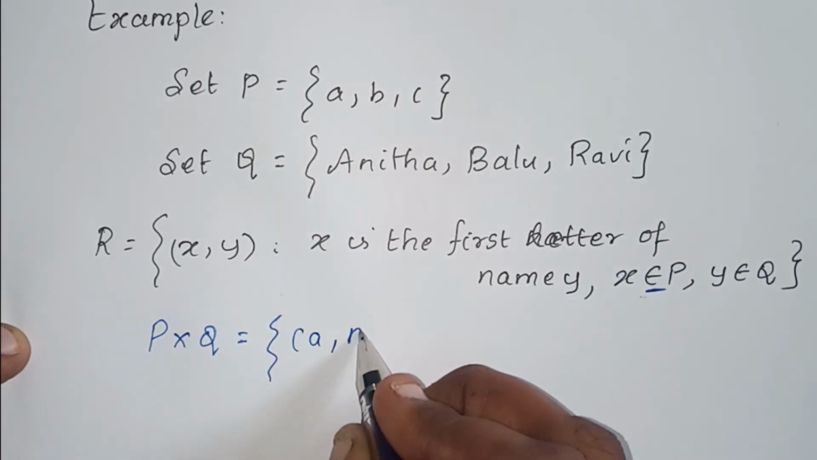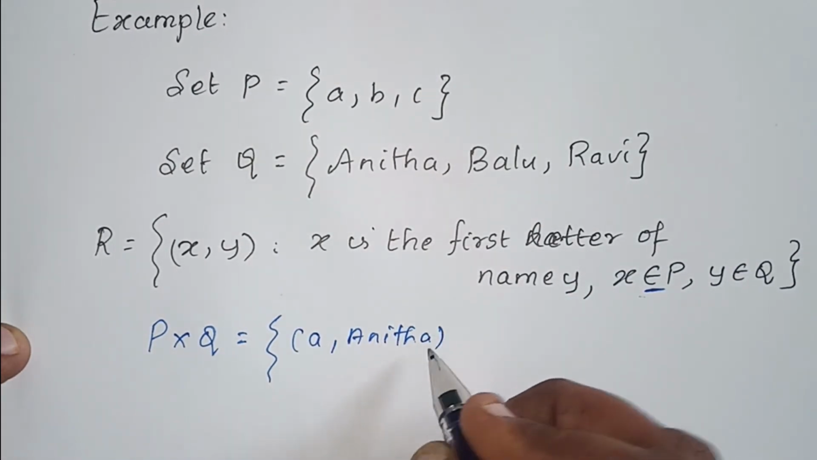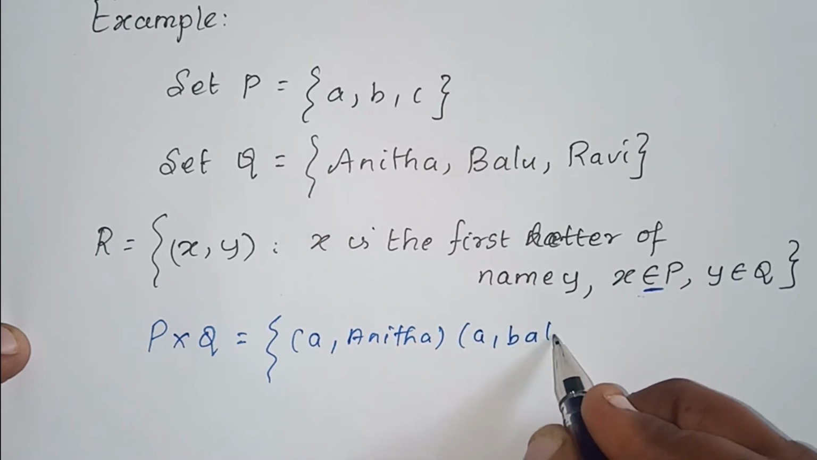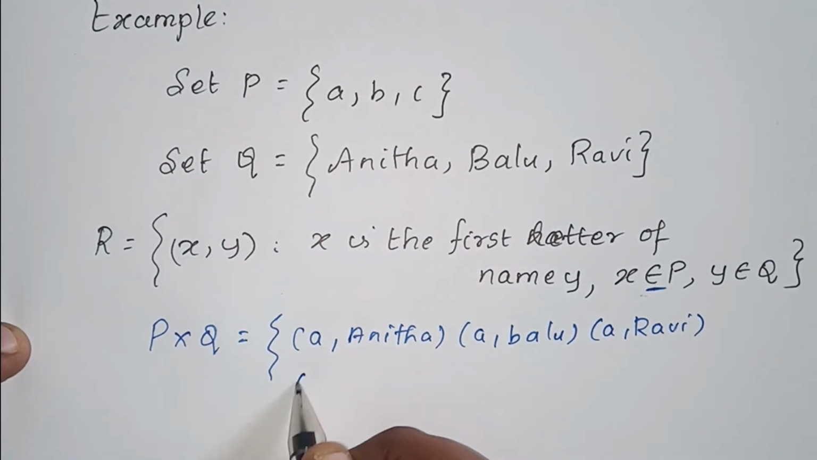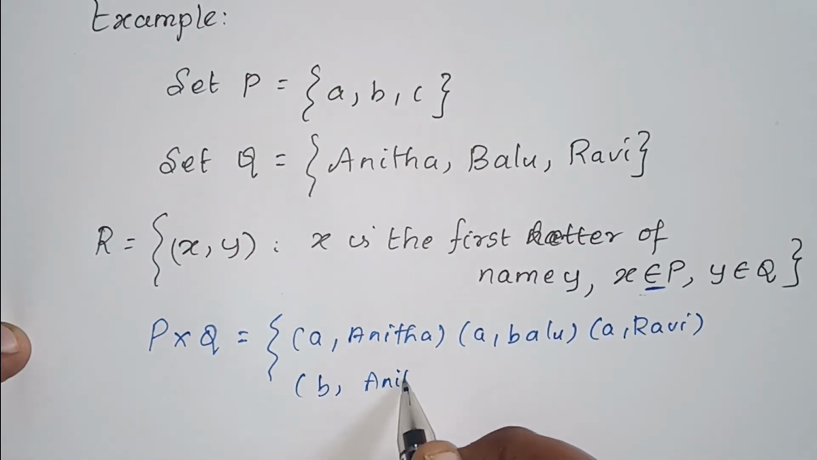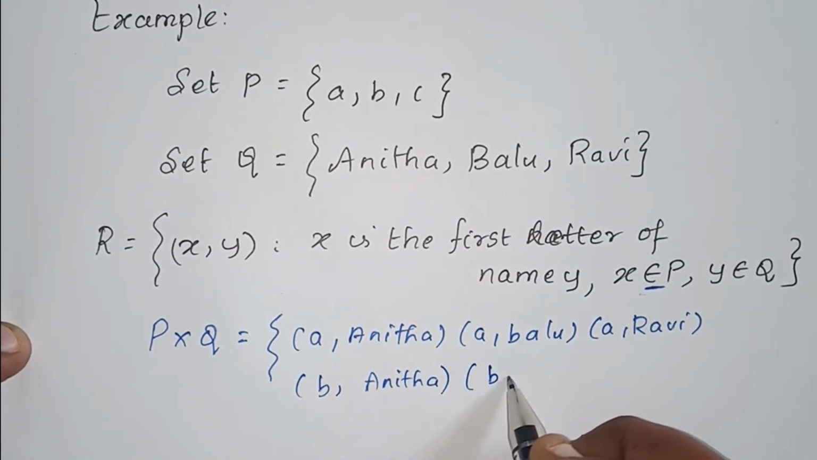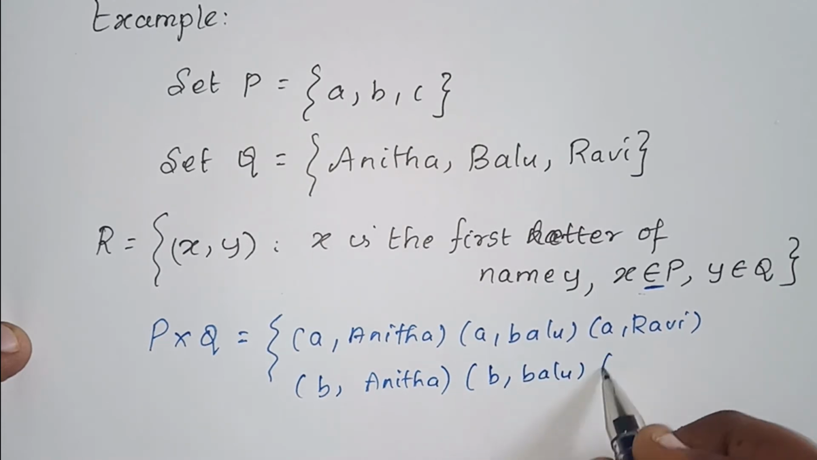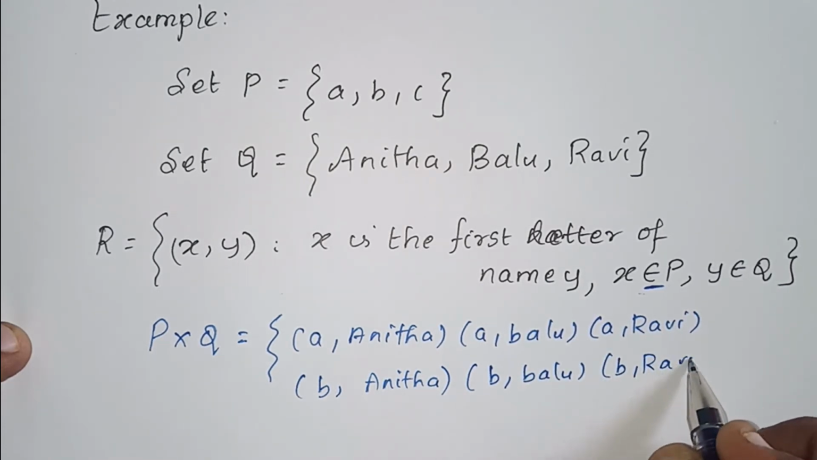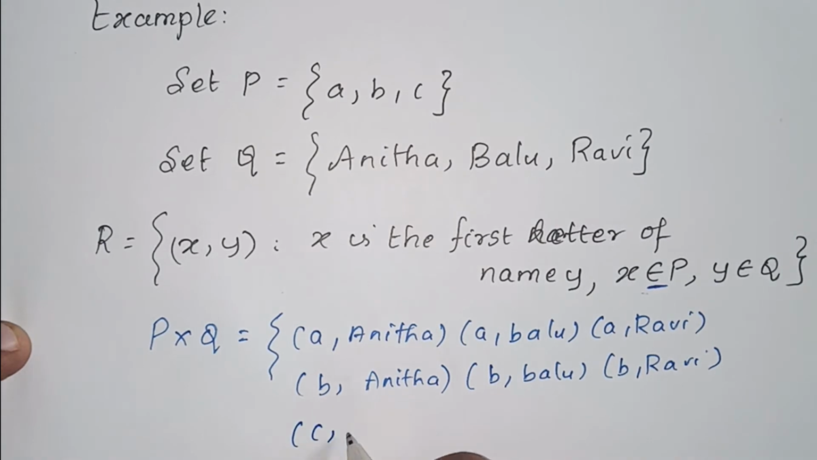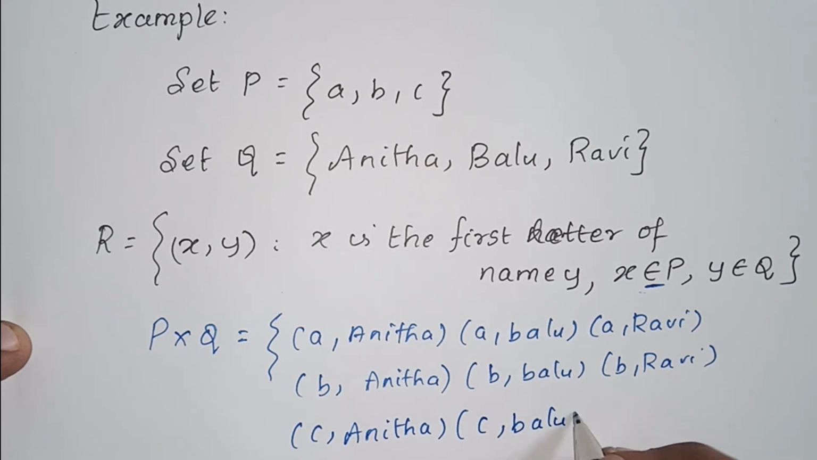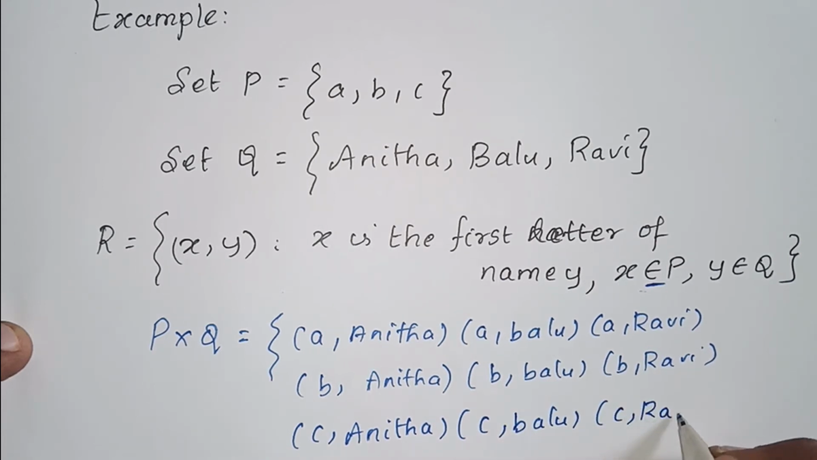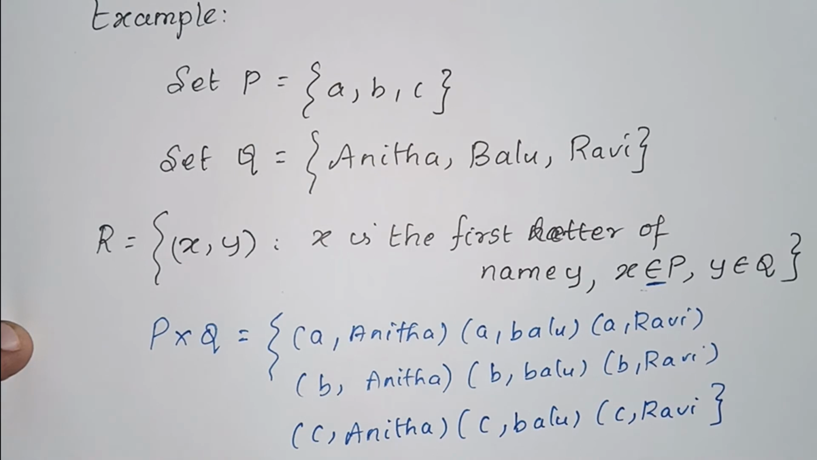So A comma Anita, A comma Balu, A comma Ravi. Next B comma Anita, B comma Balu, B comma Ravi. Next C comma Anita, C comma Balu, C comma Ravi. So this is the Cartesian product.